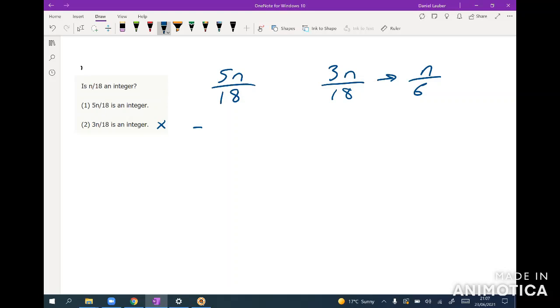So this must be 5 times n over 18. That makes sense. And that must be an integer. And so therefore, n over 18 is an integer. So 1 alone is enough, but 2 alone is not.